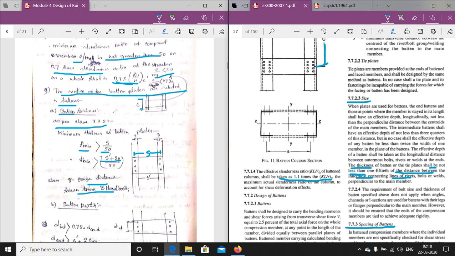Now coming to the batten depth. Now the depth of the batten plate, the intermediate batten. There are two types of batten: number one is the end batten and number two is the intermediate batten. So now what is the effective depth?